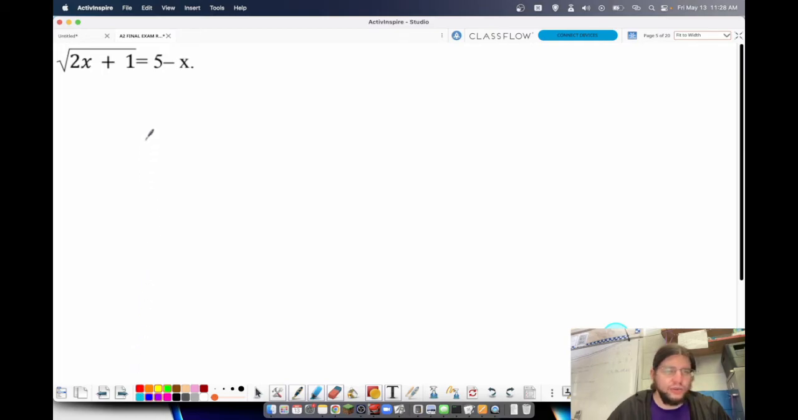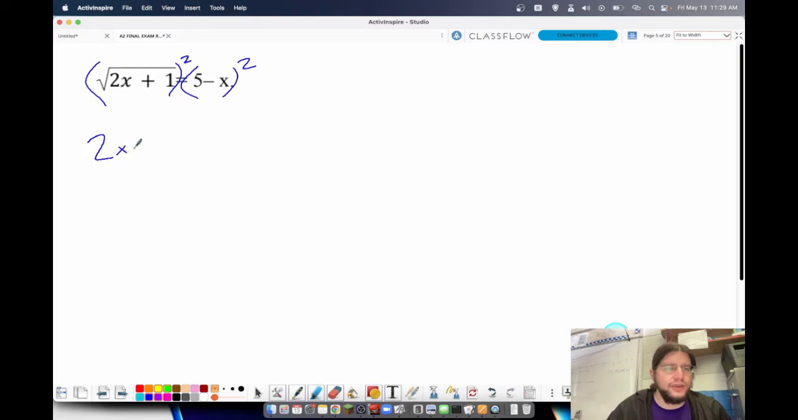Now we got a radical equation, so first step of solving a radical is to isolate said radical, which it already is. So I'm going to take both sides and raise them to my index, which in this case is 2, since it's a square root. Square that side. This is easy enough. 2x plus 1 equals, and then go ahead and write this out. 5 minus x squared means 5 minus x times 5 minus x. 25 minus 5x minus 5x plus x squared.